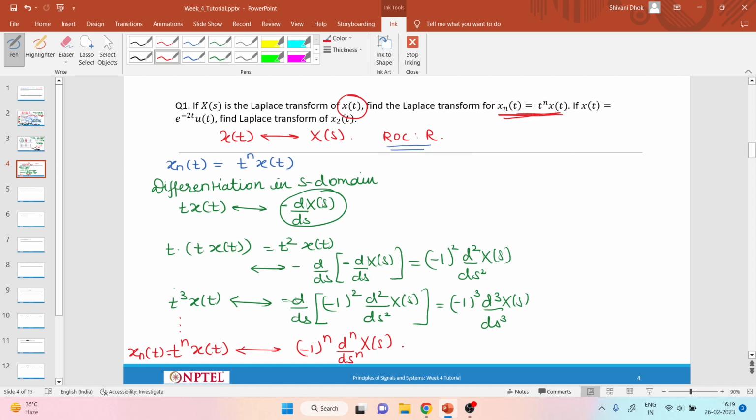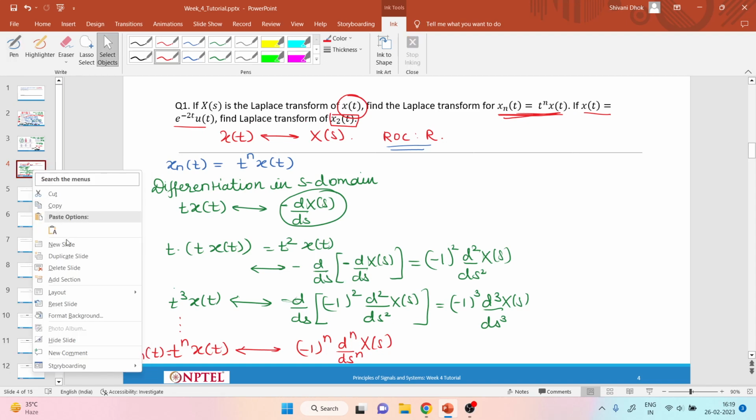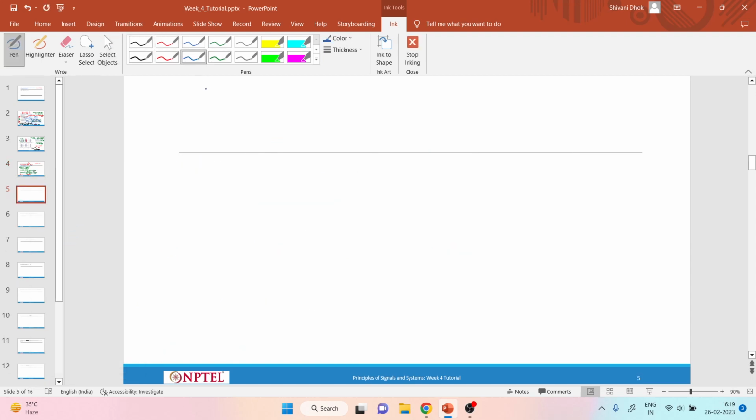And now I'll use this property to solve the next part of the question, that is, if x(t) is e^(-2t) u(t), we need to find the Laplace transform of x_2(t). So x(t) is now given as e^(-2t) u(t), and we need to find the Laplace transform of x_2(t), which is simply t^2 x(t). So let us first find the Laplace transform of this function.